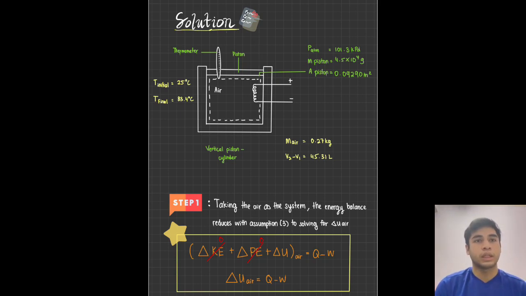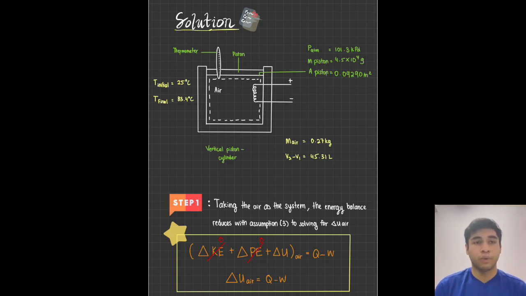And I'm going to explain step 1. So in step 1, we're taking the air as the system, and the energy balance reduces. With assumption 3, we can take the assumption from the previous part. So for assumption 3, we are solving for the change of internal energy of the air.